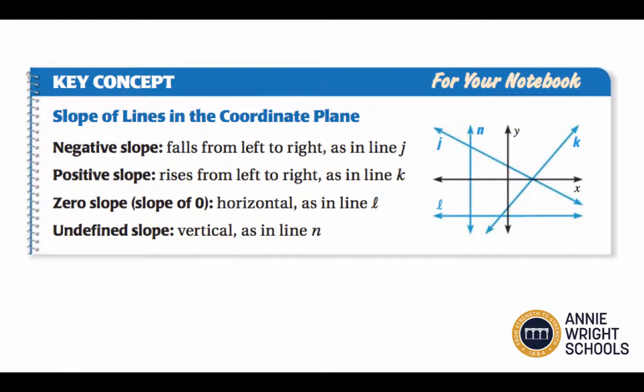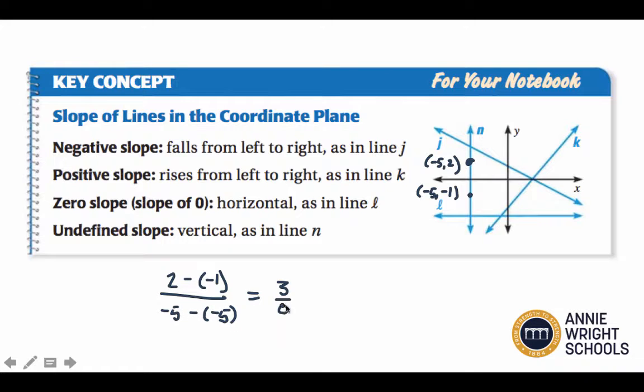So take a look here. If I was to take 2 points on n, say this point here was (-5, 2), and this point here was (-5, -1). If you were to do the slope definition with those 2 points, you would say 2 minus negative 1 divided by negative 5 minus negative 5, and you end up getting 3 over 0, which is undefined.